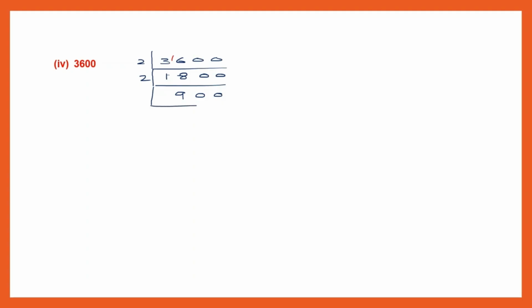Now since it's ending in 0, it's all divisible by 2. So 2 4s are 8, and what's left? 1, so that's 10. 2 5s are 10 and 0. Now continue again. We can use 2. As long as the number is ending in 0, we can use 2 because it's an even number. 2 2s are 4. Here also 2 2s are 4, and there's 1 remaining, so that becomes 10. 2 5s are 10. So now we cannot use 2 anymore.